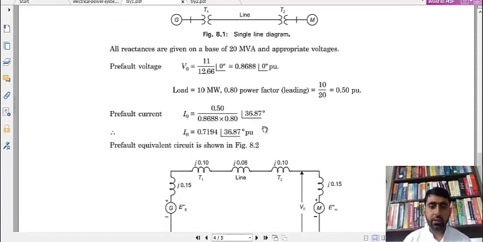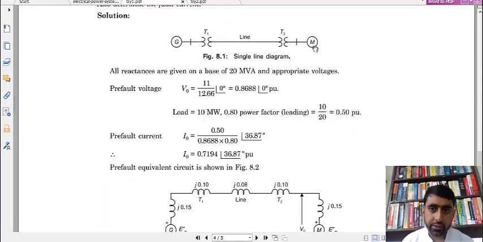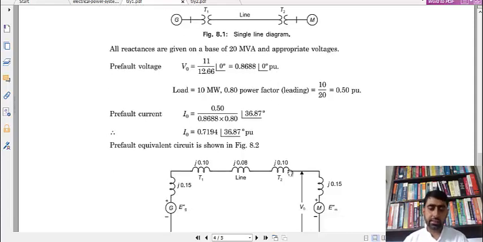First we will calculate V0. V0 is the voltage at this bus, that is, the terminals of the motor. Since it is given as 11 kV and our base is 12.66, it comes out to be 0.8688 at an angle of 0. We can take this as a reference.